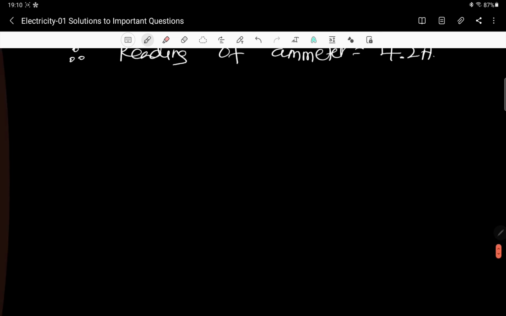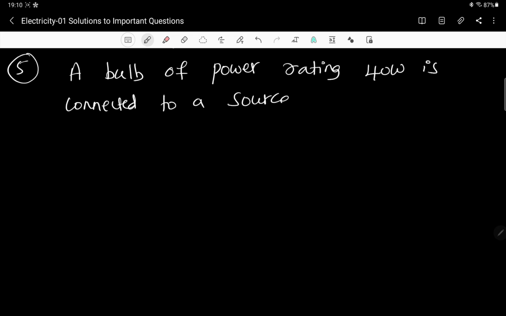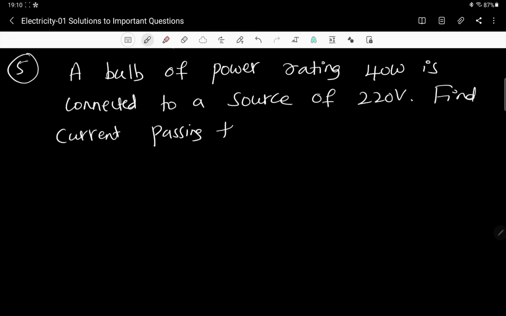All right, now let us move on to this fifth question. Let us see this fifth question also. What is this fifth question? A bulb of power rating 40 watt is connected to a source of 220 volt. Find current passing through the bulb.